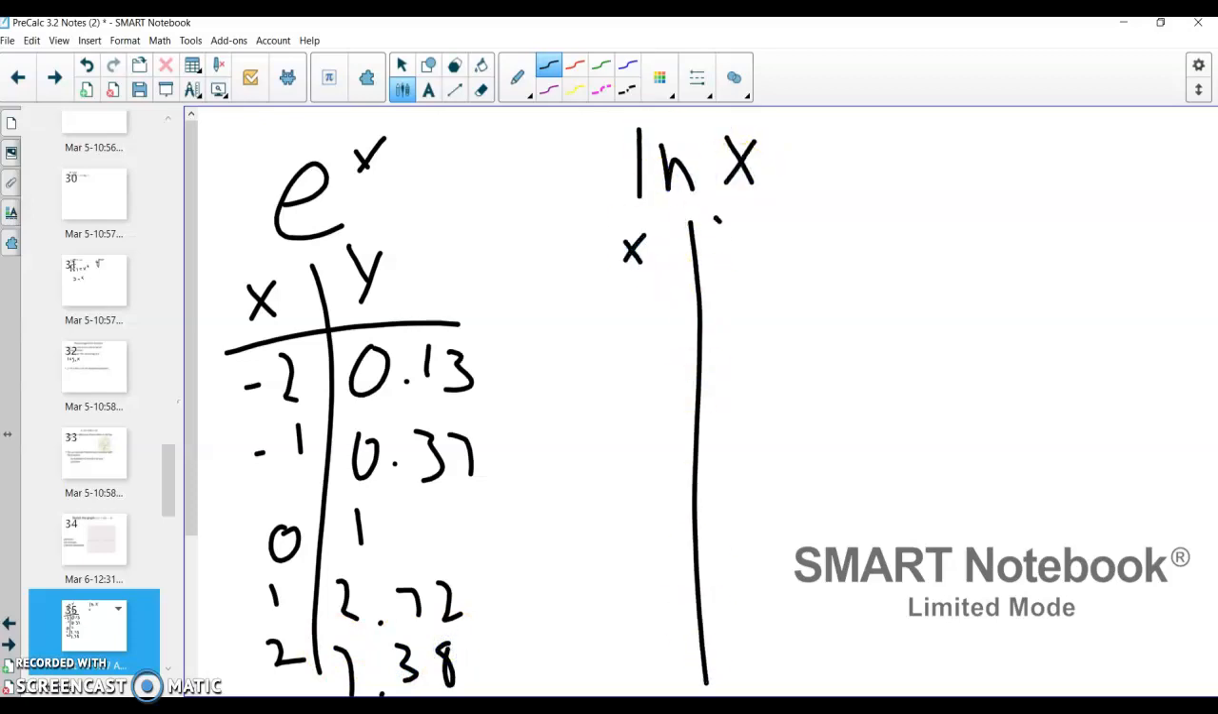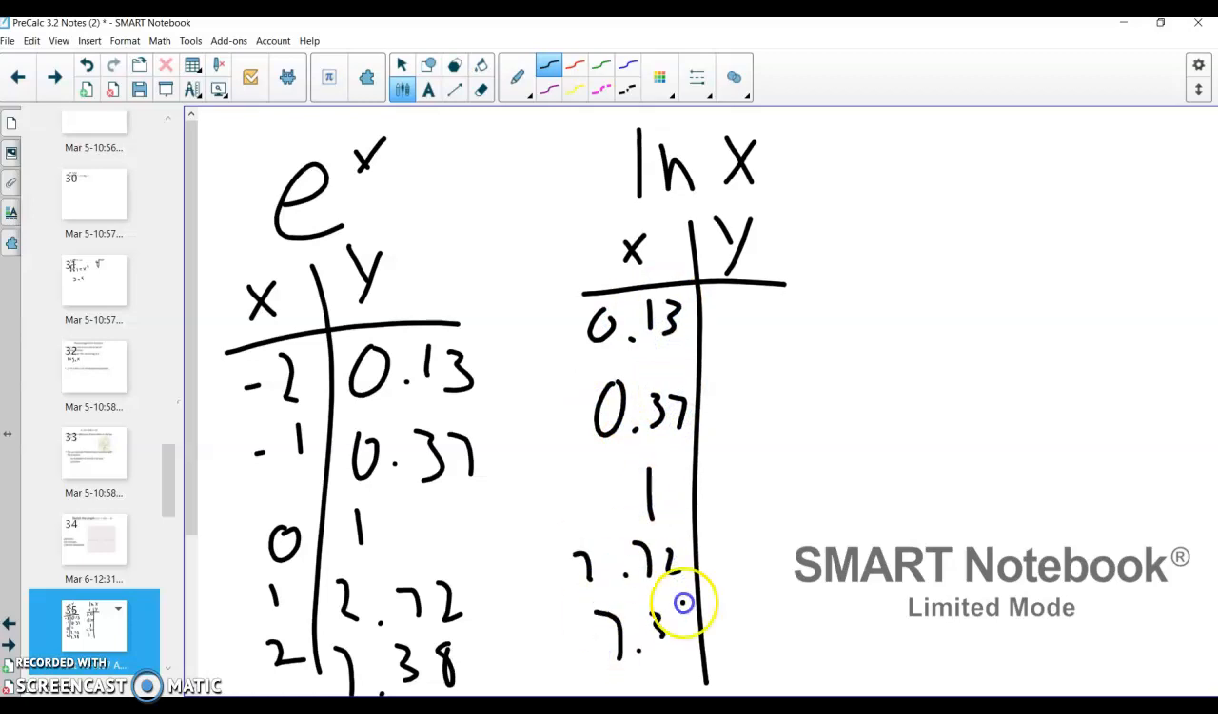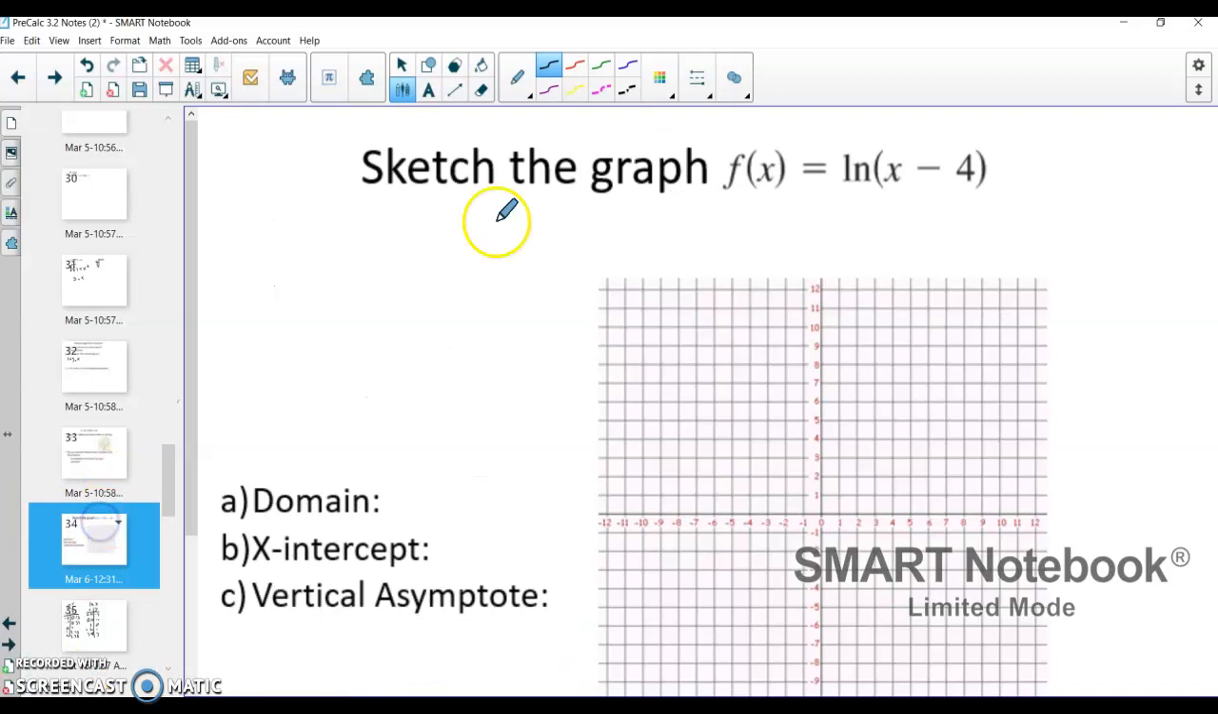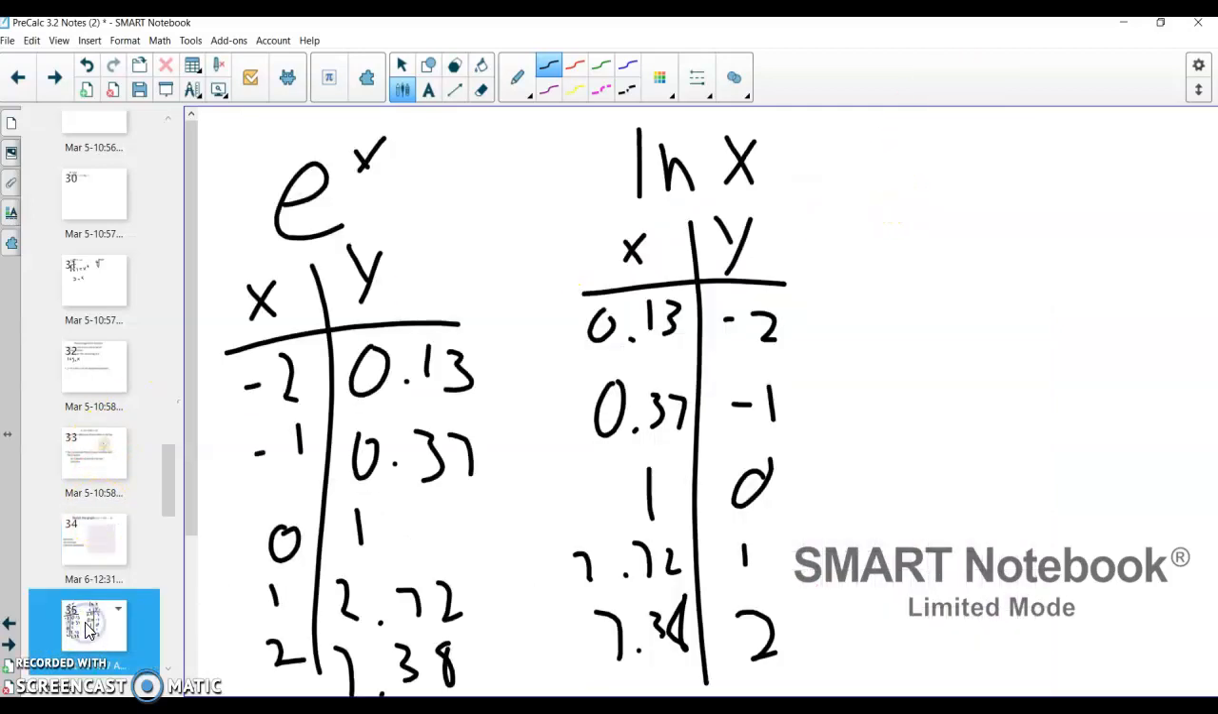So we flip our xy values. We have 0.13, 0.37, 1, 2.72, 7.38, and then our y's become -2, -1, 0, 1, and 2. And now we just need to add that shift here. Well, just like it was with quadratics, if it's inside the parentheses, this is going to be a shift left or right, and because it's a negative, we're shifting to the right. Which means we're going to add 4 to all of our x values because we're shifting our graph to the right 4.